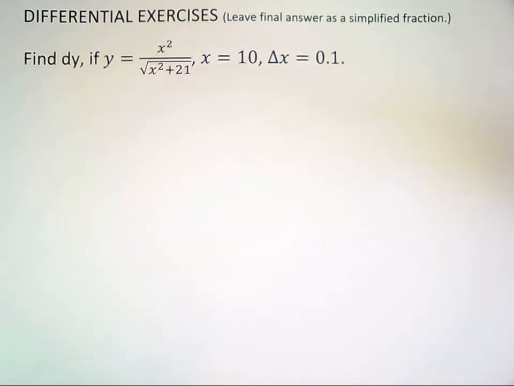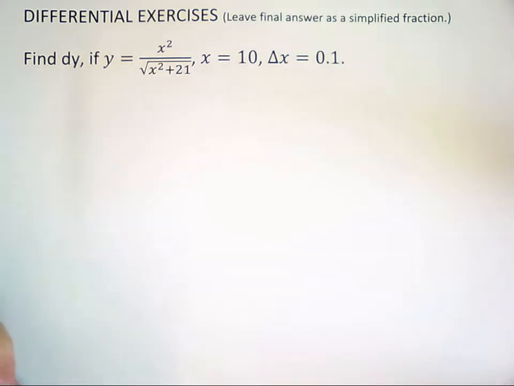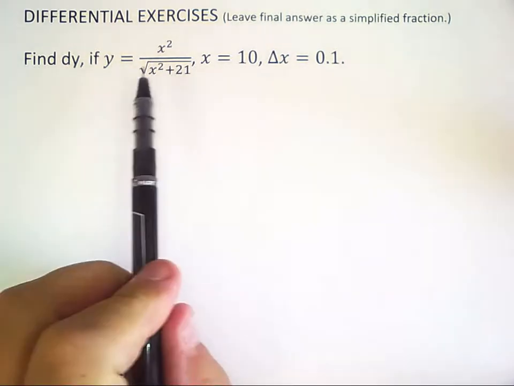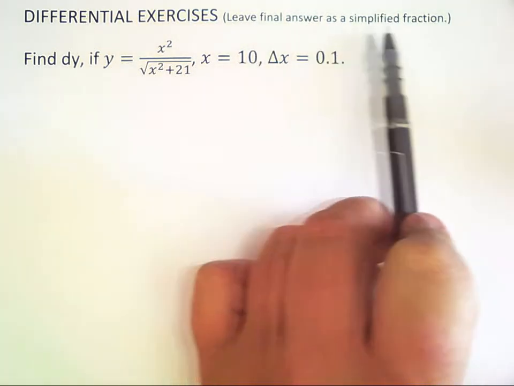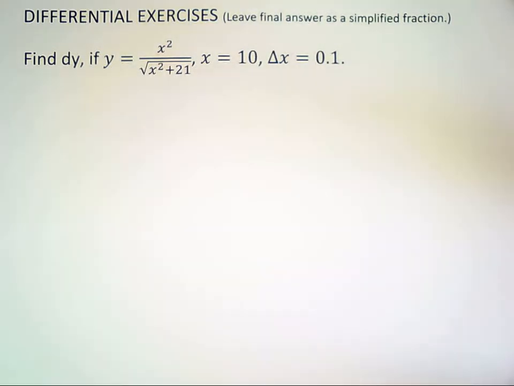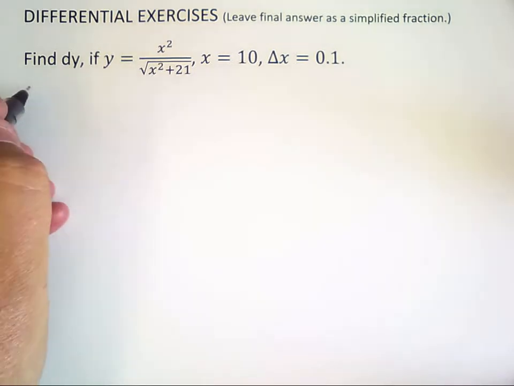I want to tackle a problem here that has a couple of extra complications. First of all, y is a quotient, and that quotient has a square root in it, so taking the derivative is going to be a little harder than what we've done earlier. And also, they want the final answer written as a simplified fraction rather than approximating using the calculator. So let's just go for it.